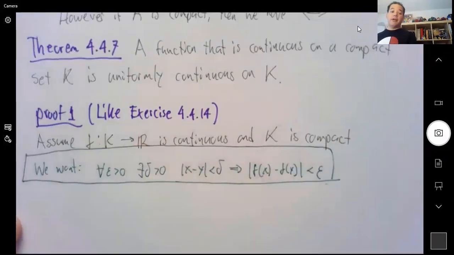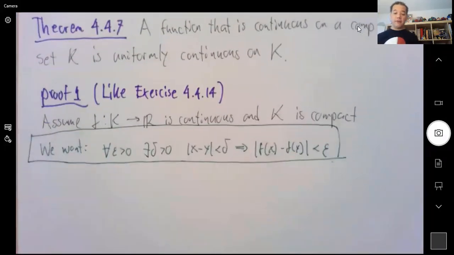And presumably we have to use both that f is continuous and that K is compact, right? Because we know this is not going to work. We already have an example where what we want is not true if K is unbounded, right? If K is the entire set of real numbers and f is something as simple as x squared, then it doesn't work. So we better use our assumptions.